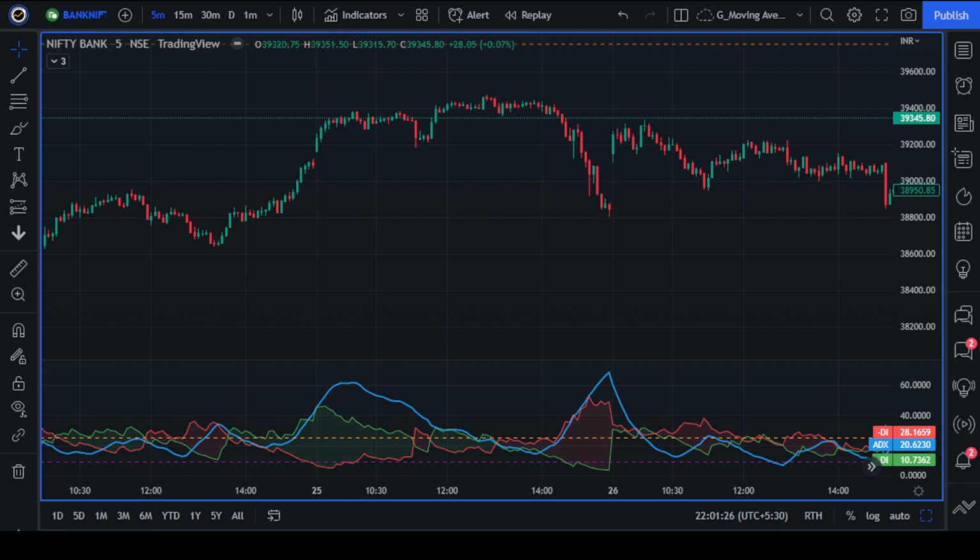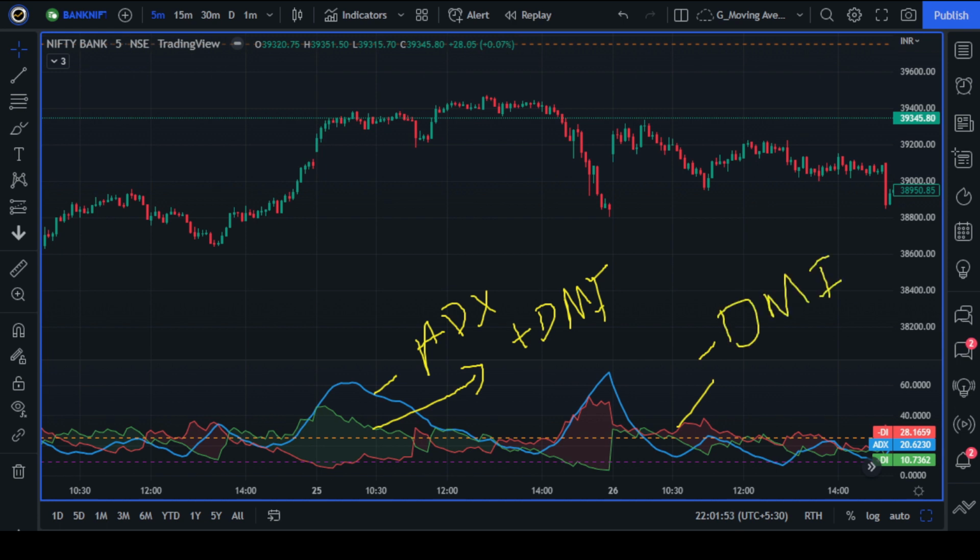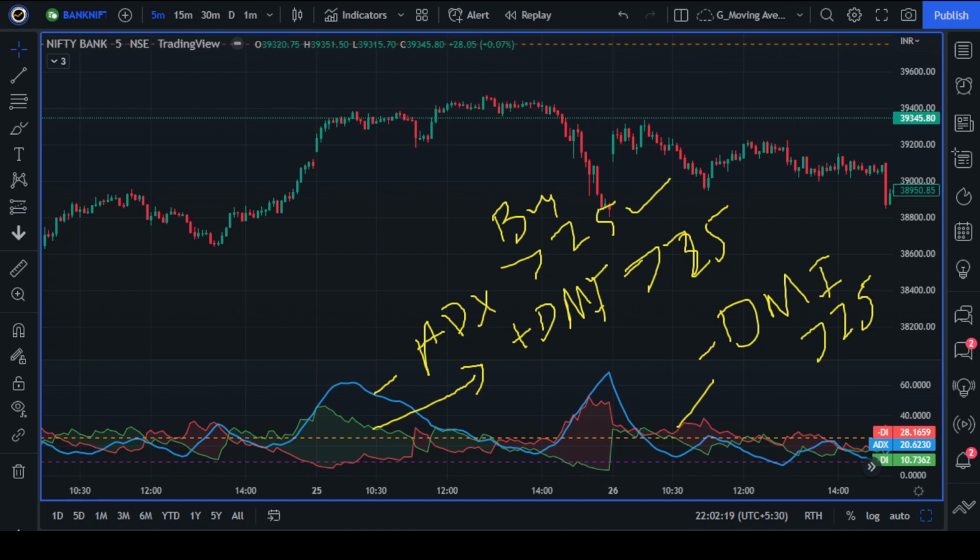I have added the ADX indicator to the same chart. As we know, the ADX indicator contains 3 lines. One is the ADX line itself, that is in blue color, and the green line is the plus DMI line, and the red line is the minus DMI line. For the buy and sell signals: when the ADX is greater than 25 and plus DMI is greater than 25, it is the buy signal. Similarly, for the sell signal, ADX has to be above 25 and minus DMI has to be above 25.